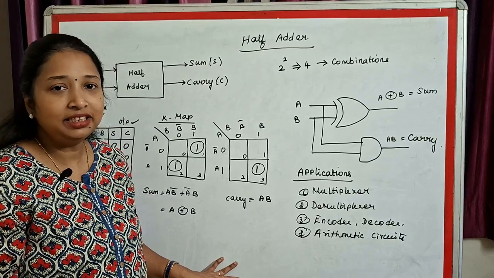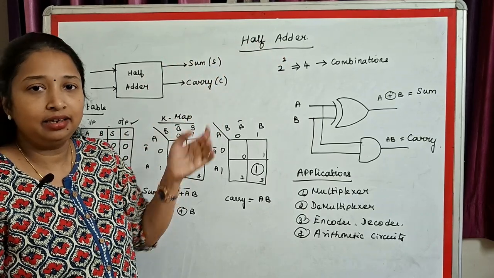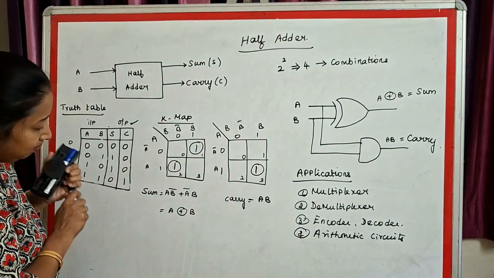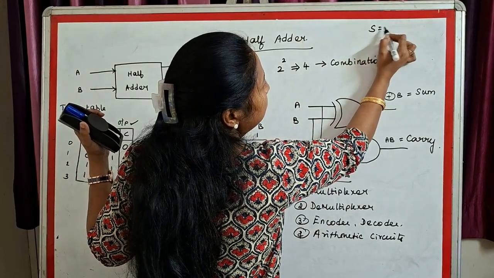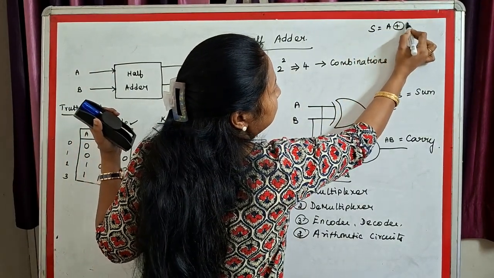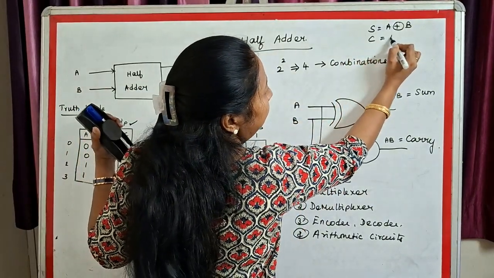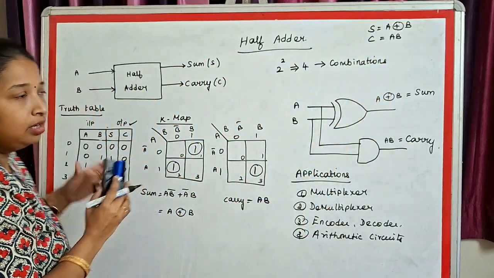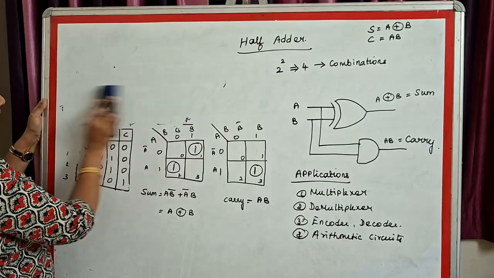Hello all, in today's lecture we'll be seeing how to implement a half adder using NAND gate. Fine. What is the sum output of a half adder which we saw in the previous lecture? Sum output is A XOR B. And what is the carry output of a half adder? It is AB. Fine. Now let's see how to implement a half adder using NAND gate.